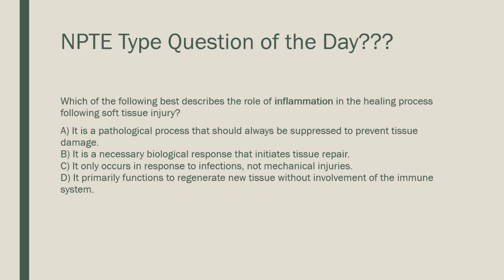Our question for today is, which of the following best describes the role of inflammation in the healing process following soft tissue injury? A, it is a pathological process that should always be suppressed to prevent tissue damage. B, it is a necessary biological response that initiates tissue repair. C, it only occurs in response to infections, not mechanical injuries. Or D, it primarily functions to regenerate new tissue without involvement of the immune system.